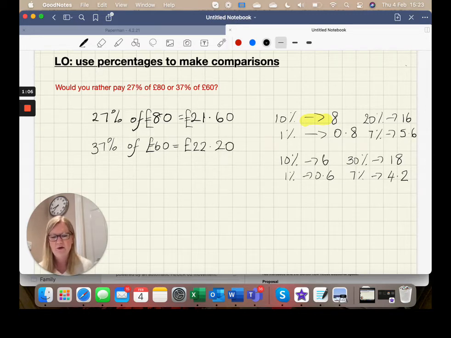Okay, so if I was paying for something, I'd certainly rather pay less. So you need to always think about the context. If it's a word problem, the context. Would you rather someone gave you might give you a very different answer to which would you rather pay. So I would definitely rather pay the smaller amount, 27% of £80. So this is what you're going to be doing today.